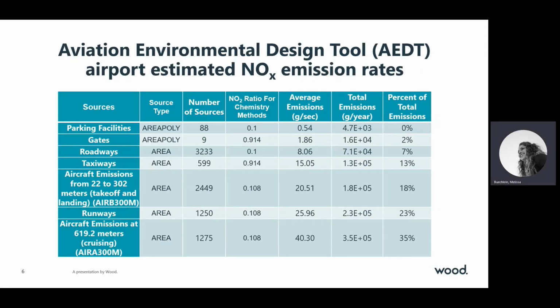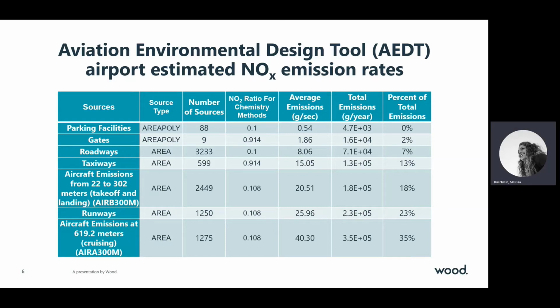This table includes more information about each source. AERMOD has many different source types, but the sources, as characterized by AEDT, describe most airport-related sources as area or area polygon source types. The number of sources describing each source type varies dramatically, as does the total emission in grams per year. Here you can see the total emission from a group varies by 2 orders of magnitude between the parking facility with the least emissions and the aircraft at cruising height with the most emissions.